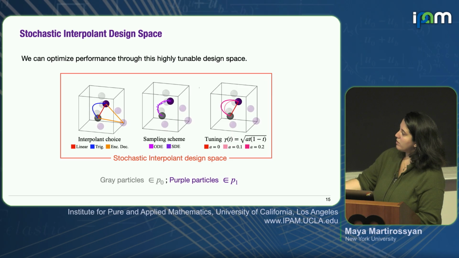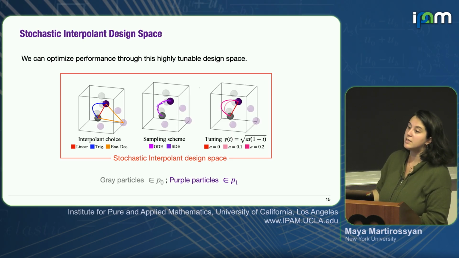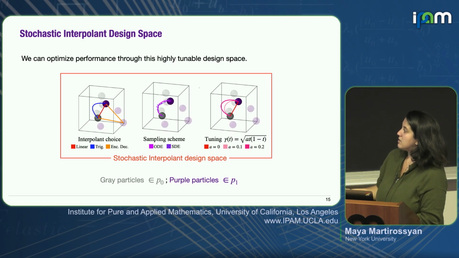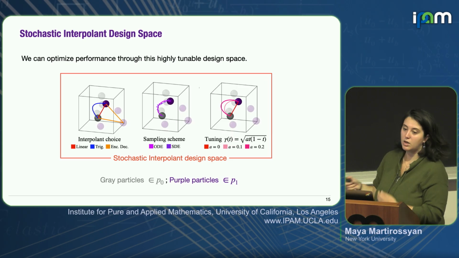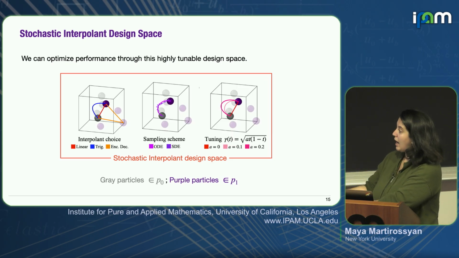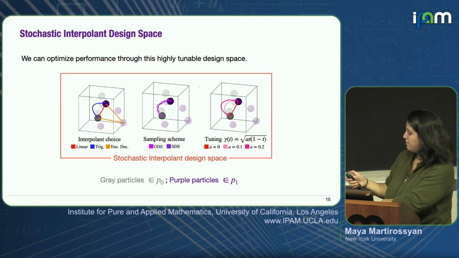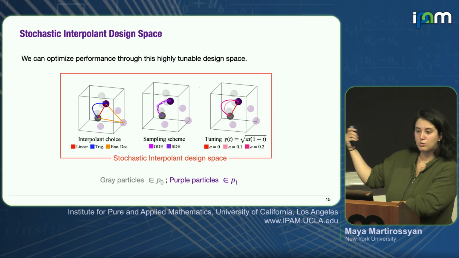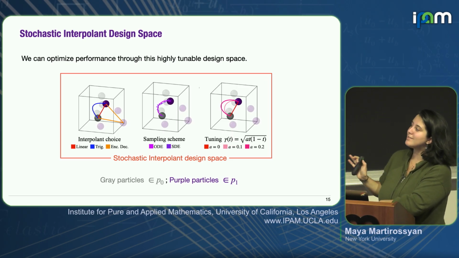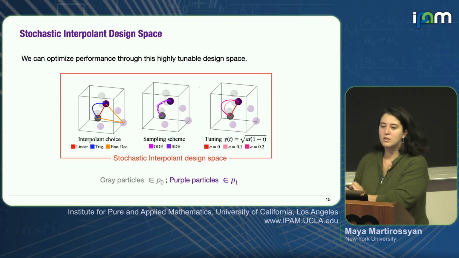So on the left is the choice of the interpolant. In the middle is, are you going to have an ODE or an SDE? And on the right, are you going to use this latent variable, which, averaging to 0, is going to push you away from your path? Okay. And again, we only use this for the positions and the lattices. The species are learned in a different way.